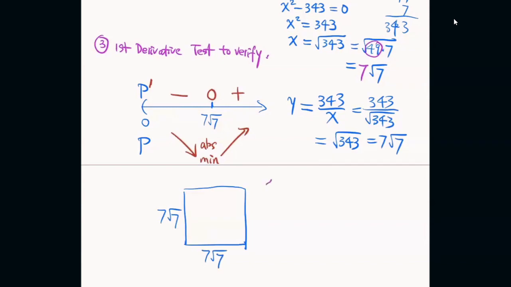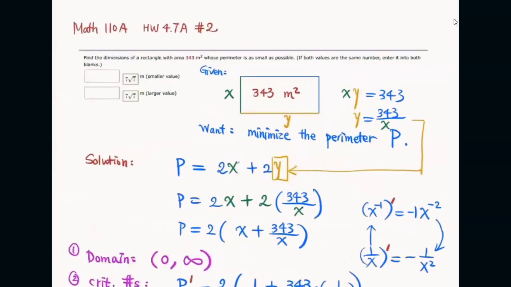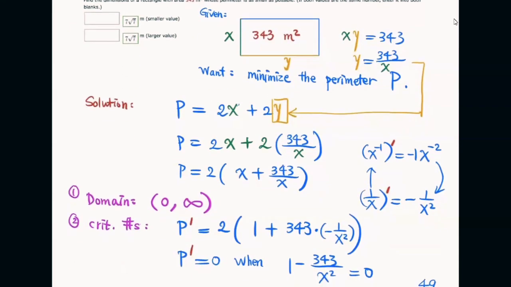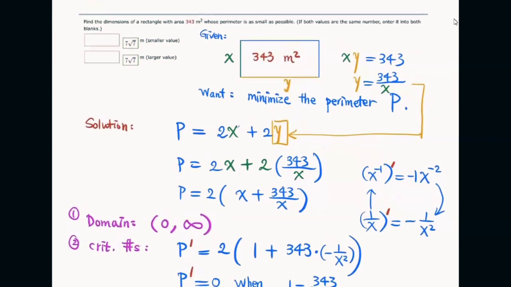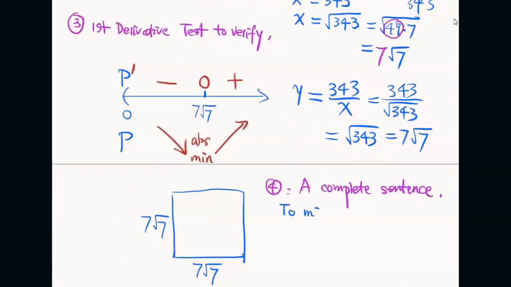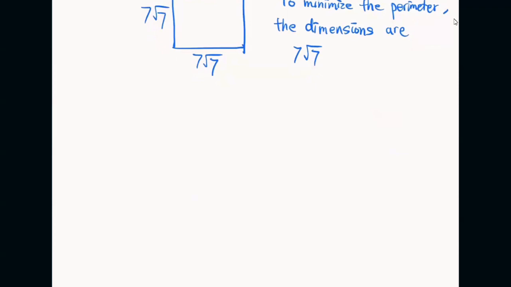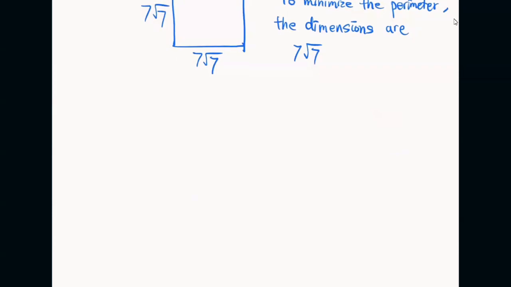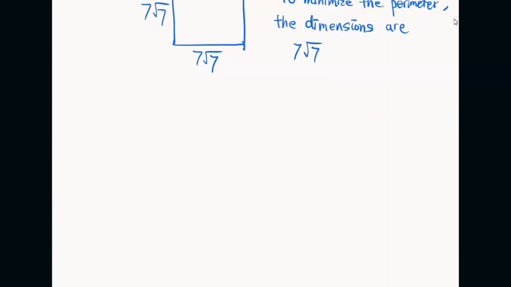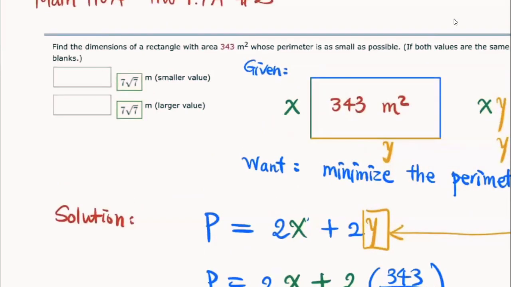At last, we should write a complete sentence to answer the question. So the question over here is, find the dimensions of the rectangle with this area whose perimeter is as small as possible. So we'll just say, to minimize the perimeter, the dimensions are 7 square root of 7 meter by 7 square root of 7 meter. What's the unit here? That's meter. And then that's it. Now over here, the users enter 7 square root of 7, 7 square root of 7 meter, right? Does it make sense?